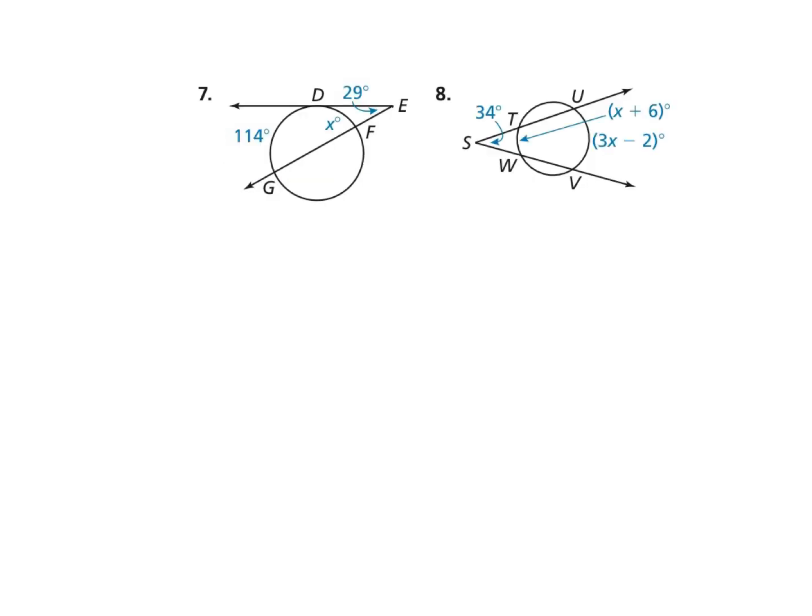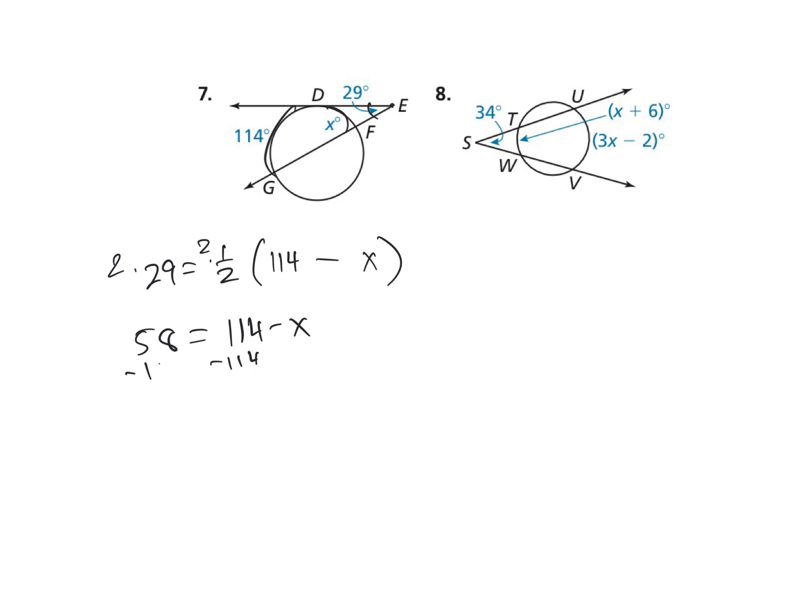All right, this is on the outside, so we subtract the big arc minus the small arc. So this angle, 29, is 1/2 of the two arcs, 114 and x, subtracted. So multiply by 2 first. That gives us 58. And then we have 114 minus x. So we're going to subtract 114. And we still have a negative x on the right. So 58 minus 114 is negative 56 equals negative x. So positive x is positive 56.